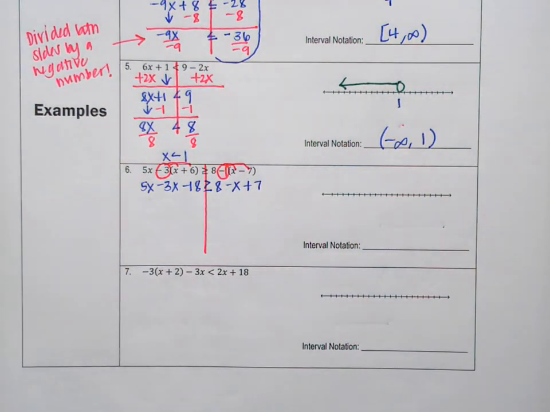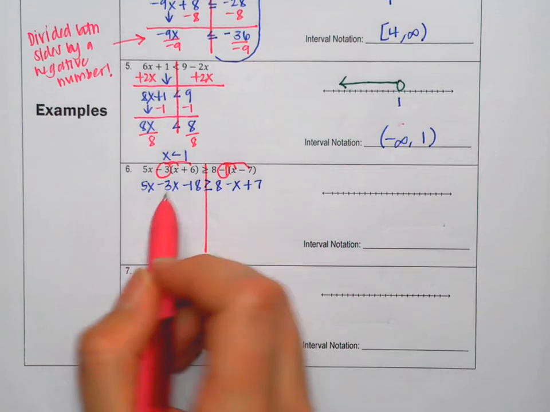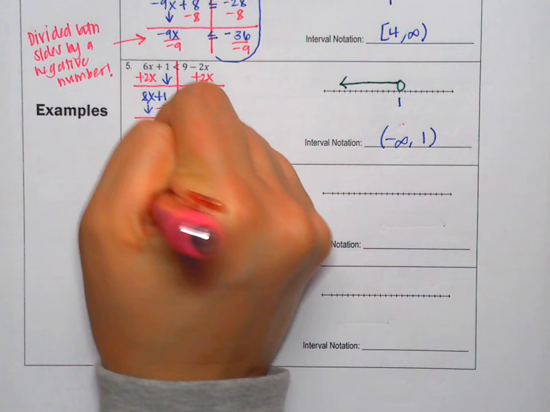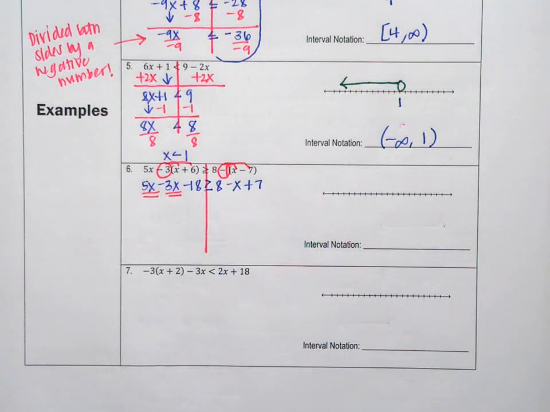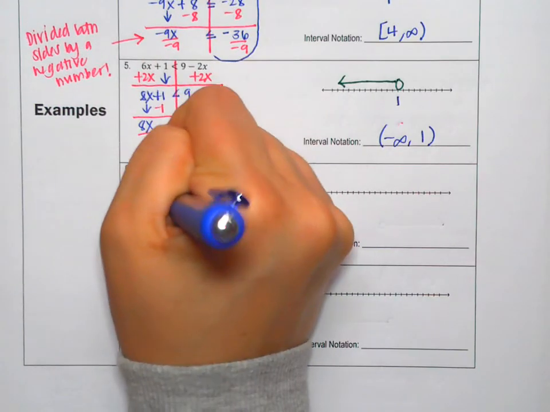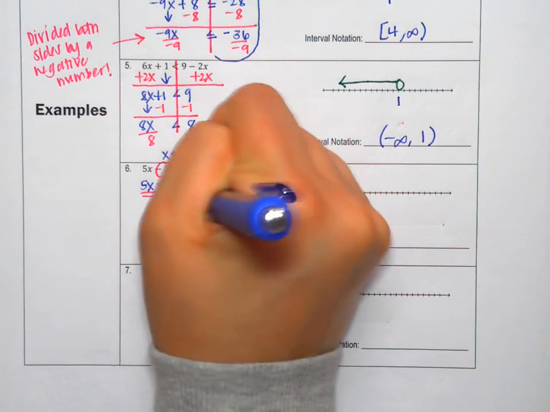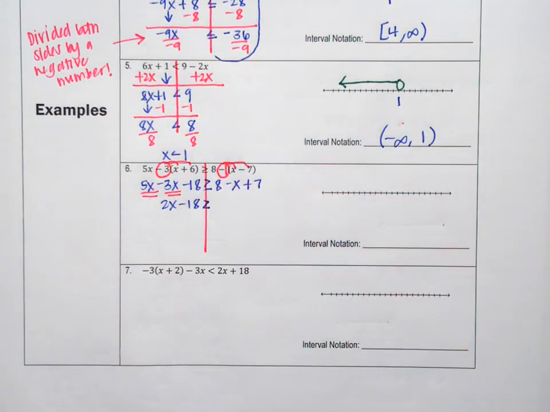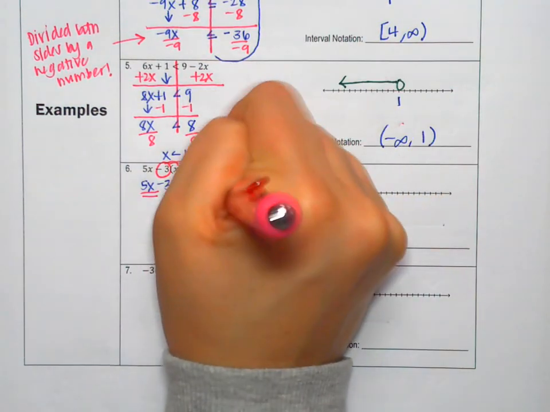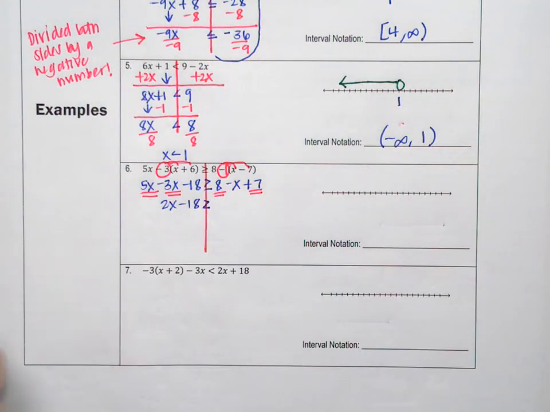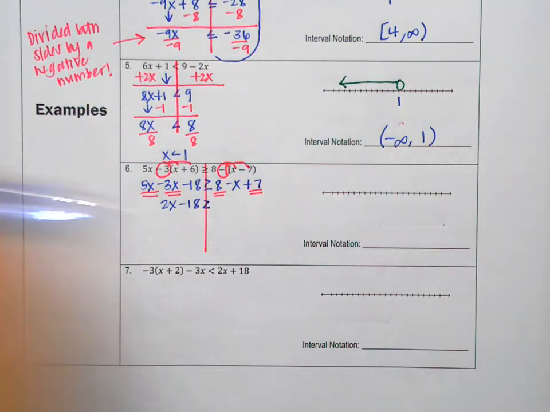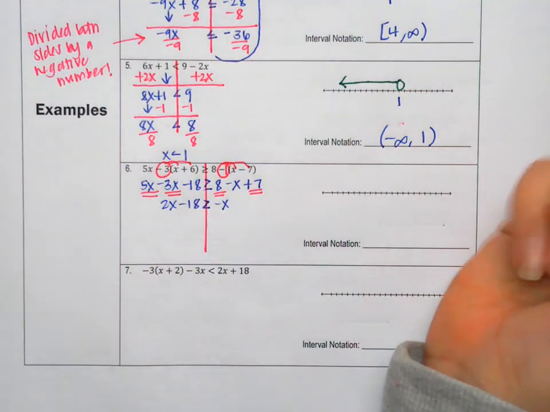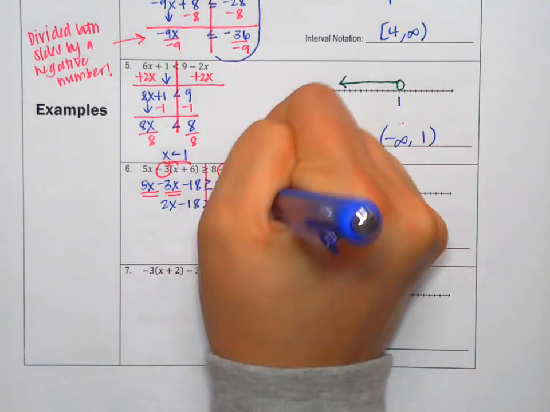Okay, from there, again, next step, combine like terms. Okay, I look on my left side. I can combine 5x minus 3x to get me 2x. And then minus 18 comes down. And then I can combine 8 and 7. And that negative x is going to come down. And 8 plus 7 is 15.